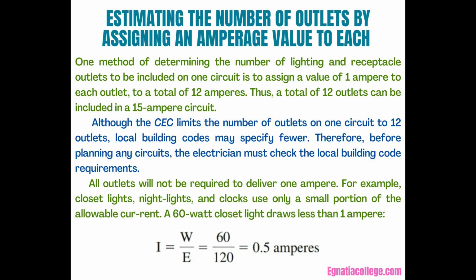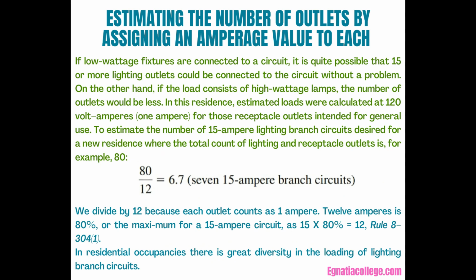All outlets will not be required to deliver 1 ampere. For example, closet lights, night lights, and clocks use only a small portion of the allowable current. A 60-watt closet light draws less than 1 ampere. Formula shows I equal to 0.5 amperes. If low wattage fixtures are connected to a circuit, it is quite possible that 15 or more lighting outlets could be connected to the circuit without a problem. On the other hand, if the load consists of high wattage lamps, the number of outlets would be less.